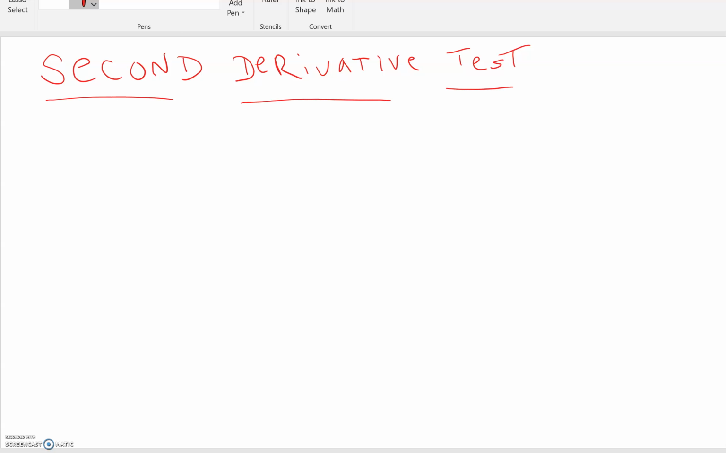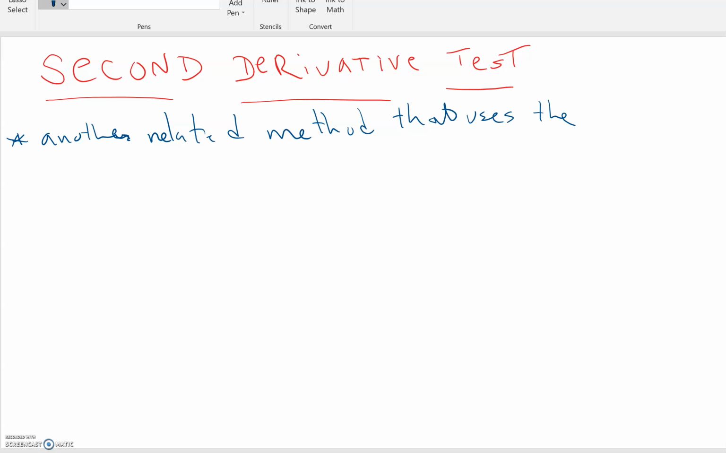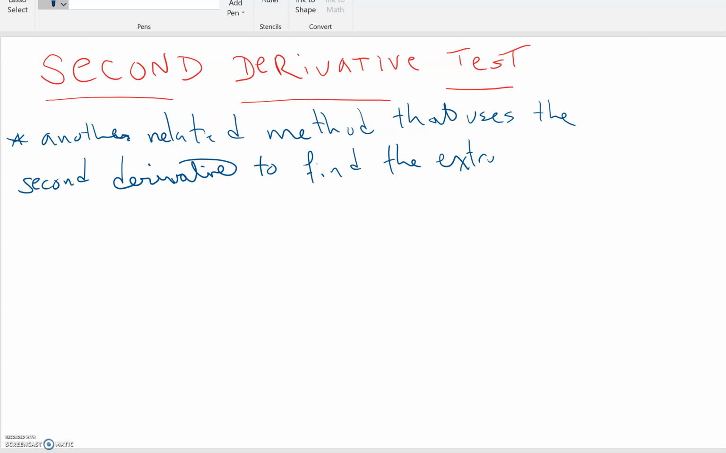So what is it? The second derivative test is actually another related method that uses the second derivative to tell you, or to find, the extreme values of the function. Maxes and mins.